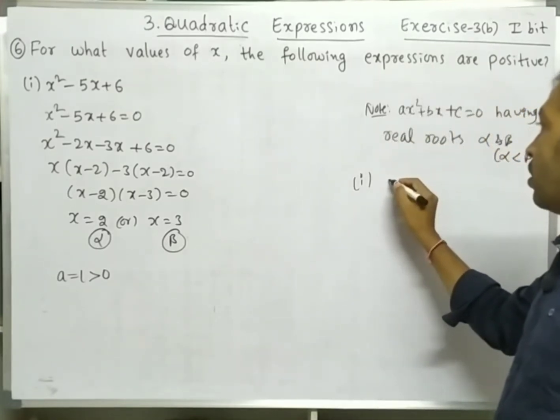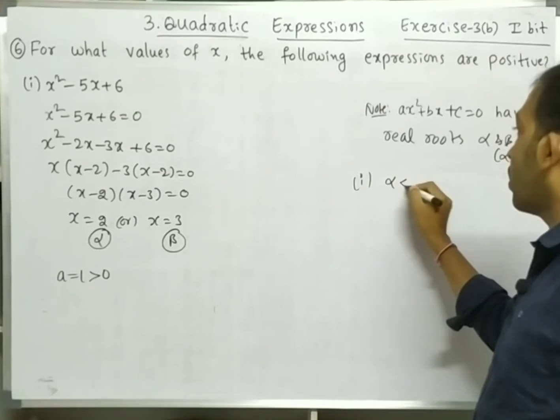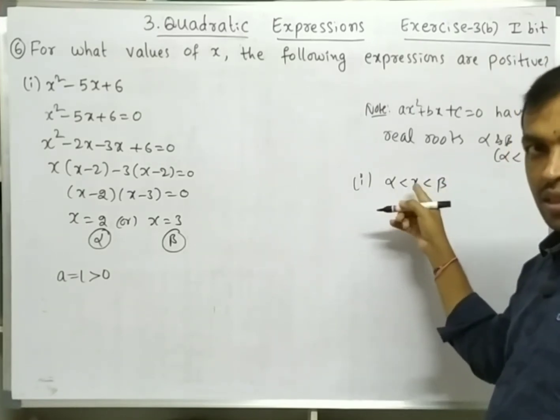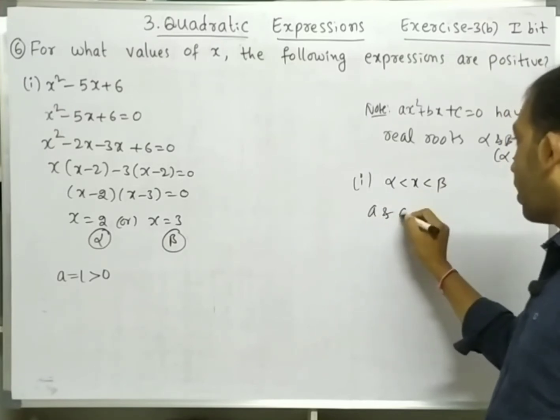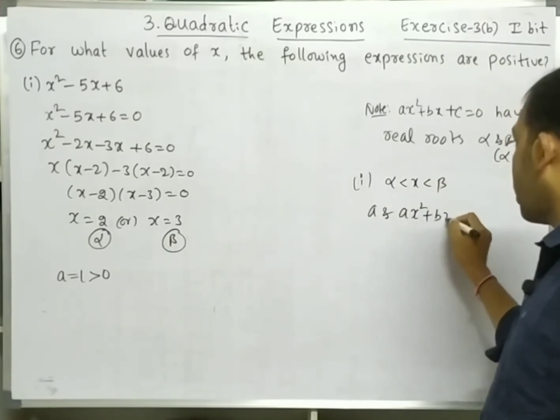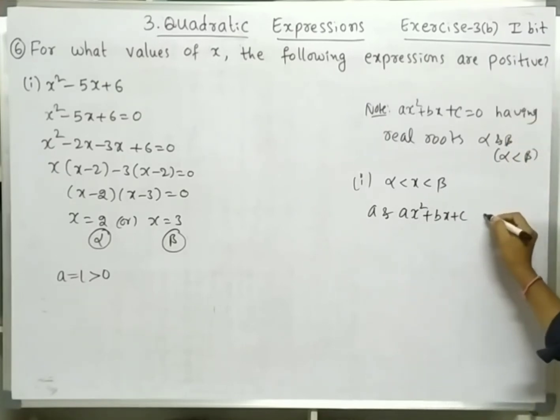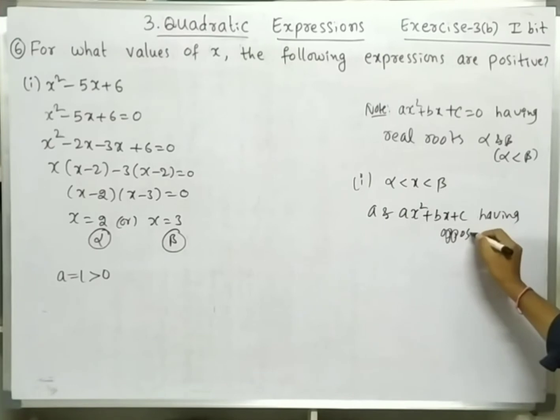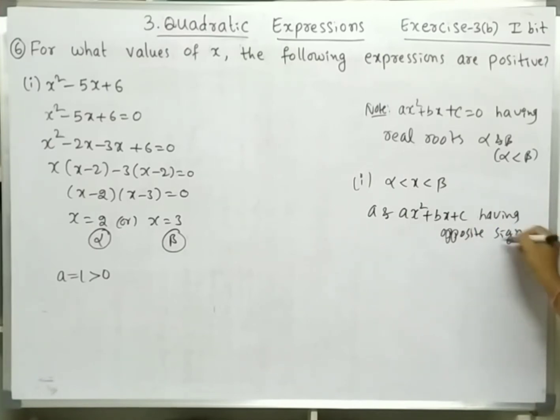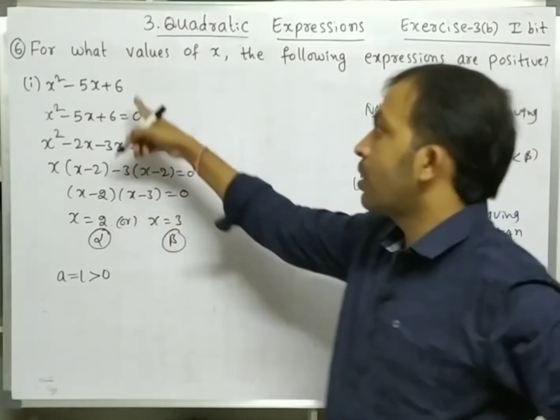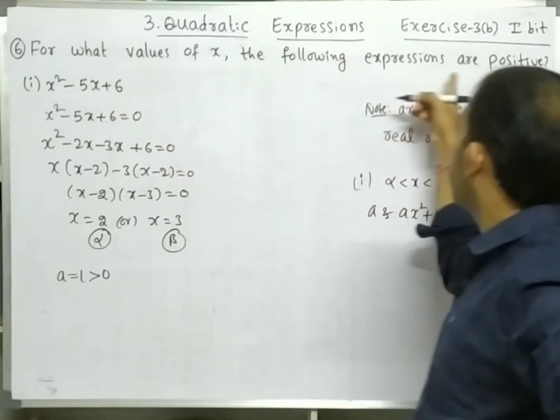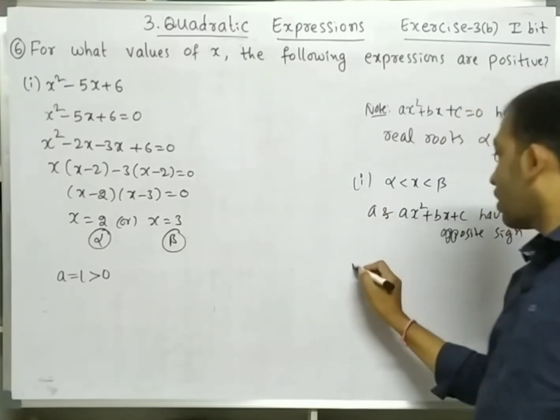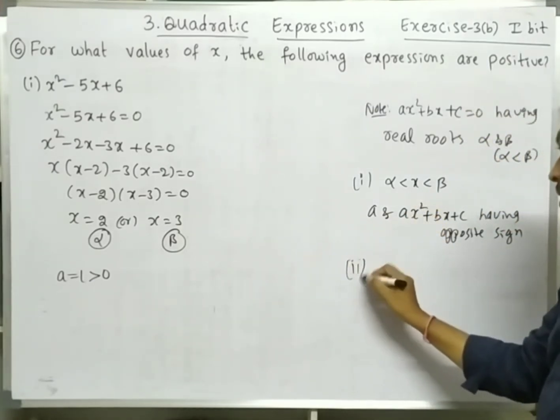In the case of alpha less than x less than beta, in this case a and ax square plus bx plus c have opposite sign. That means if a is positive, then this is negative. But here the question is when it is positive. In this case it is not positive, it is negative.